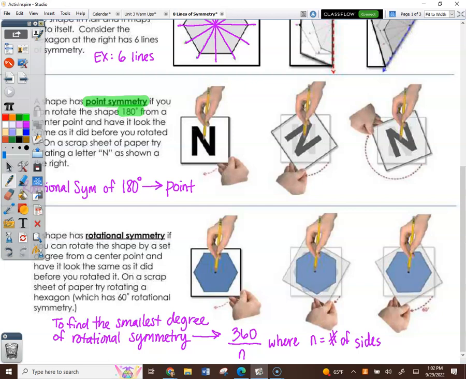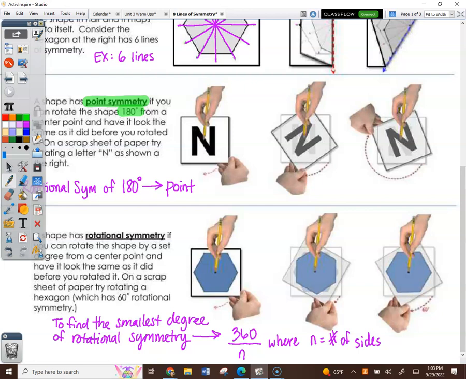What if it was a pentagon, where it has different sides? I don't think you have to worry about us going into that many. Now, what if it was a pentagon? How many sides is a pentagon? 5. So you would do 360 divided by 5.